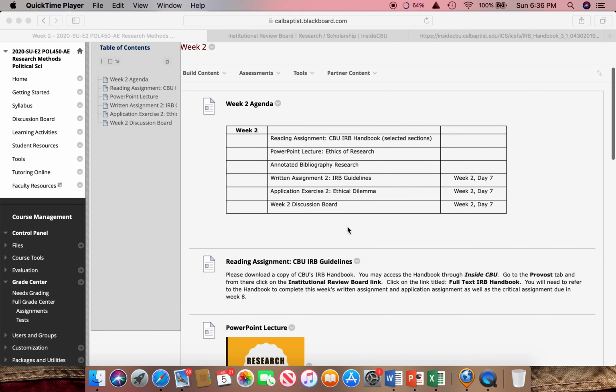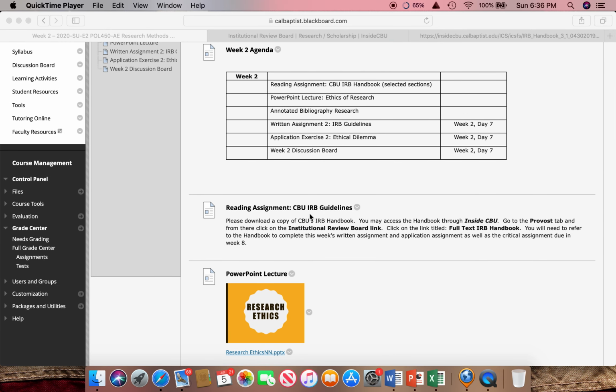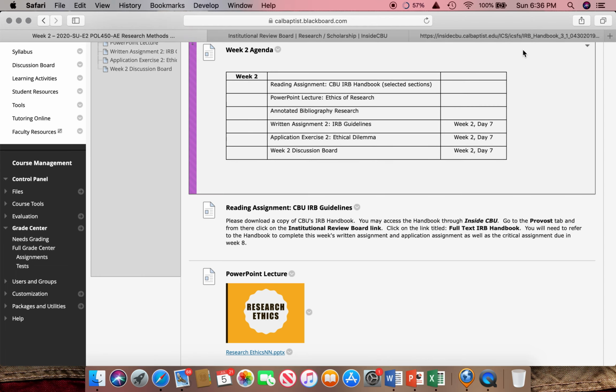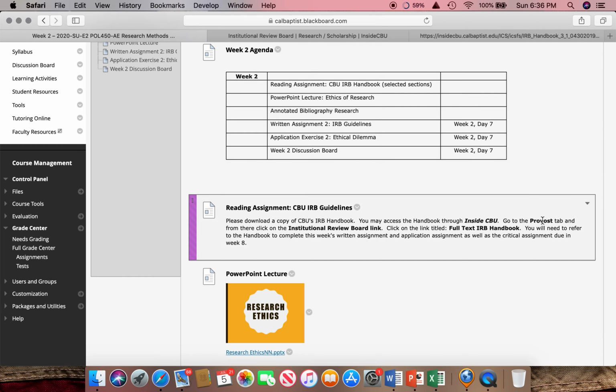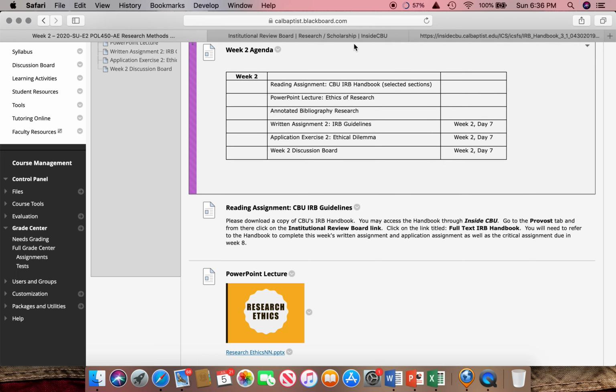So let's get started. The first thing is our reading assignment, which is our CBU guidelines. To get that, we need to navigate to Inside CBU, then to the Provost tab, then to the Institutional Review Board link, and then the full text IRB.